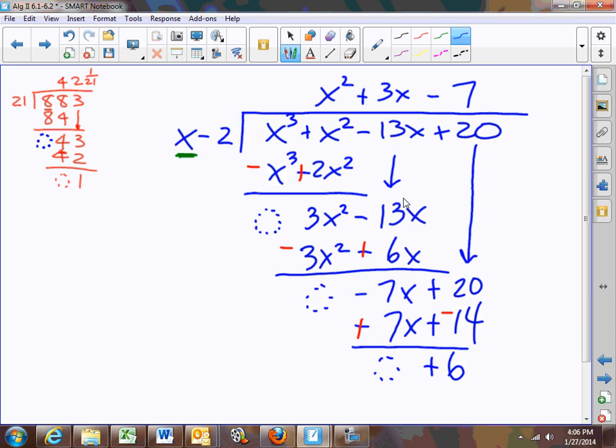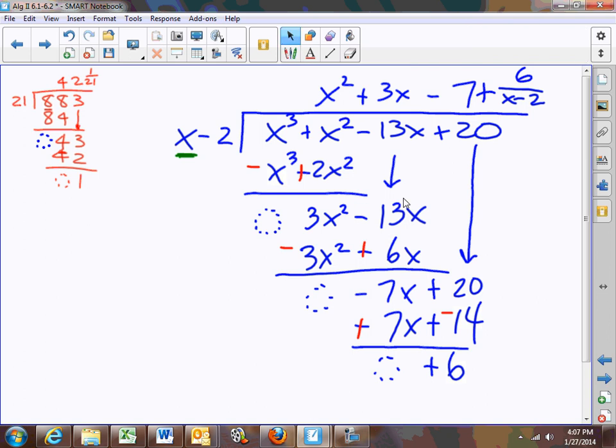Now, we're down to the point where we don't have anything else to bring down. Remember what I said we were going to do. We're going to take this number 6 and put it over the divisor, x minus 2, and make it a fraction. So it's 6 over x minus 2. But it is important, and I will take a point off if you don't put this. It is important to say that that's addition, because if you just had the 7 and then the fraction, algebraically that would mean multiplication, and that's not right. And that is polynomial long division.